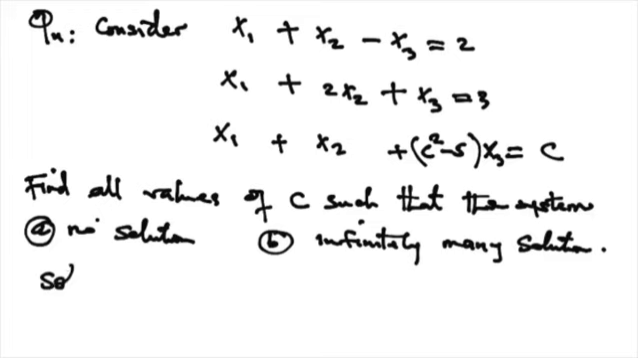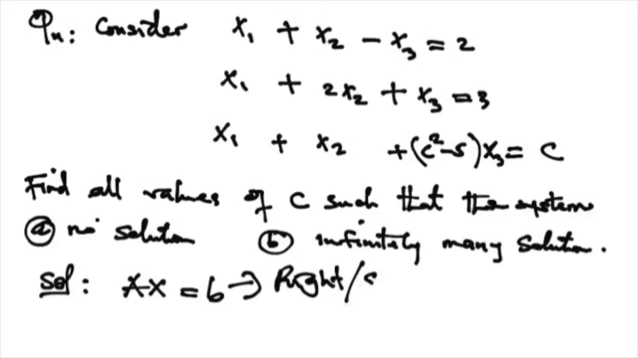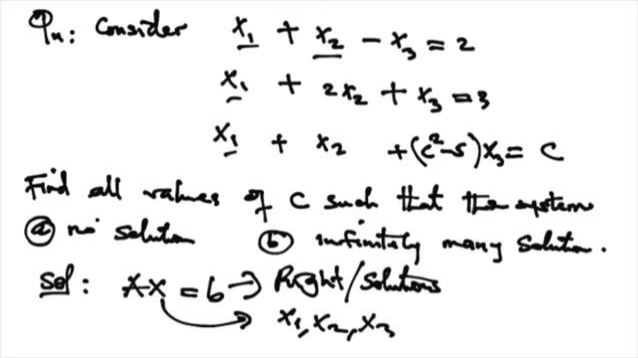So, solution. First of all, we have to write it in matrix form, that is, Ax is equal to b, where b is all the right side of the solutions, and then x here is all the unknowns. So x1, x2, x3, and then A is the matrix that we're going to write.